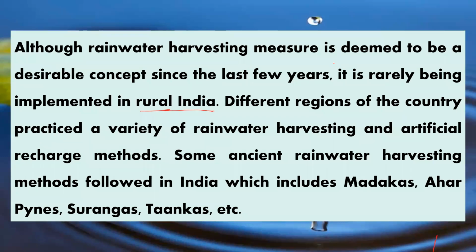It is deemed to be a desirable concept. True, we are all planning to implement it, but it is becoming difficult to implement it in villages. People don't understand the gravity of the situation. Different regions of the country practiced a variety of rainwater harvesting and artificial recharge methods. Some ancient rainwater harvesting methods followed in India include Madakas, ahar pynes, surangas, turangas, tankas, all these.